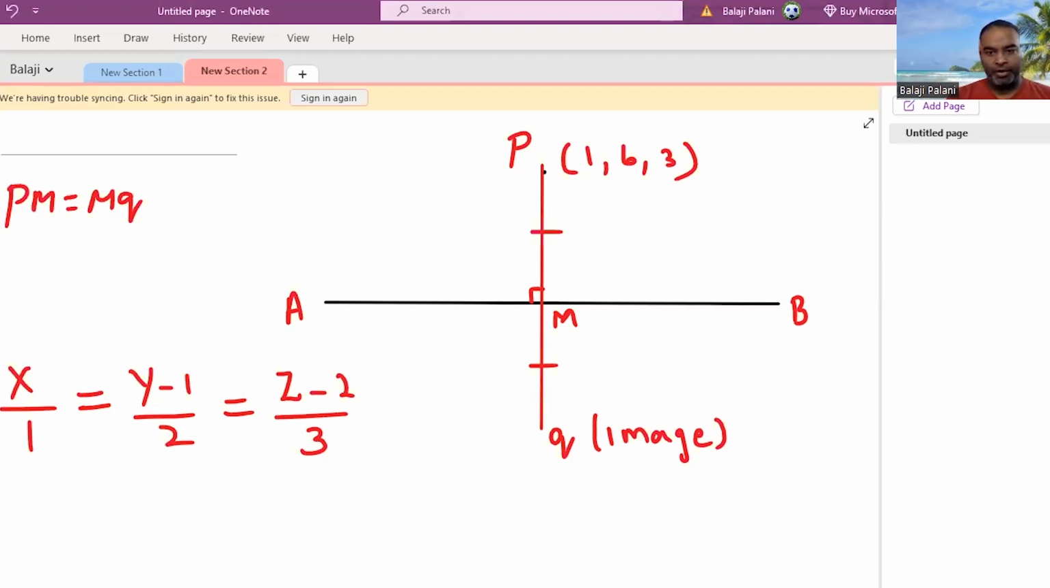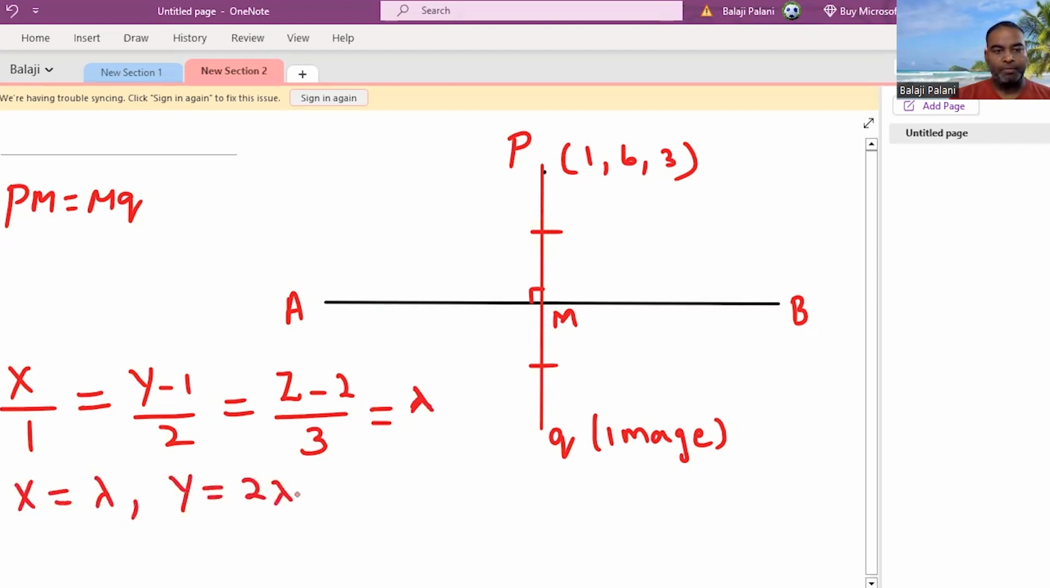Now, what we do first is equate the line equation to lambda, and we will find any point on the line AB. So x is equal to 1 into lambda, y is equal to 2 lambda plus 1, and z is equal to 3 lambda plus 2. Before you do this procedure, you have to write any point on the line AB. This is the formula.